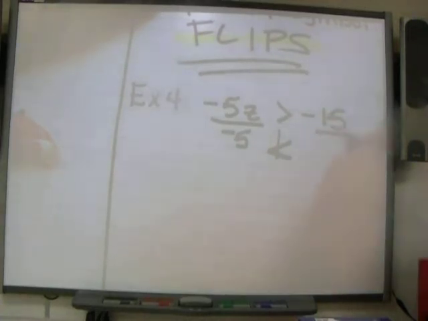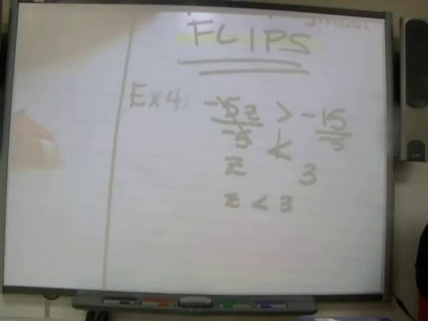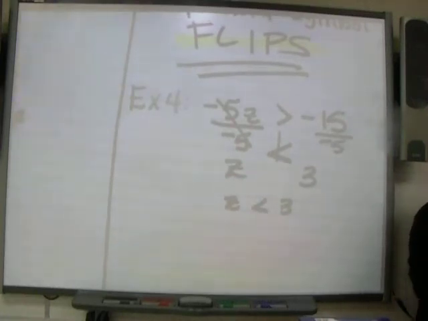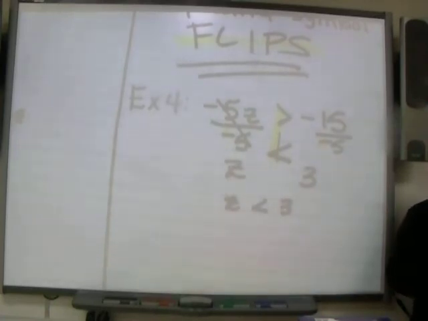So now if I divide this side by a negative 5, we know that that reduces down to 1 and leaves z by itself. 15 divided by 5 is 3, and because they are the same sign, it is a positive 3. So this says that z is less than 3. Here we divided by a negative, so we flip the sign.